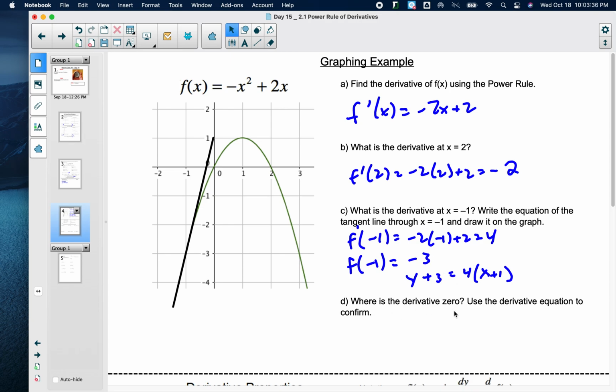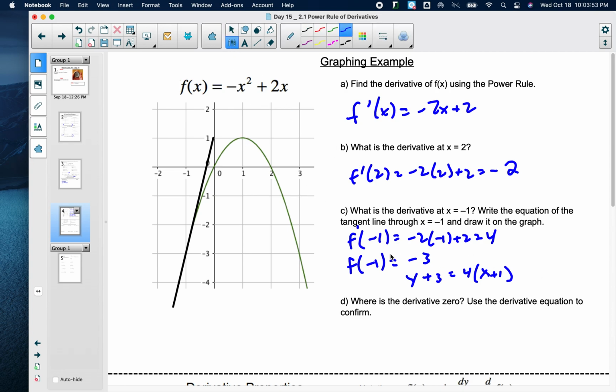So where's the derivative 0? We're going to do a bunch of this in the future. The derivative is 0 where it's neither increasing nor decreasing. So just looking at the graph, that would be at a max or a min point. So it looks like it's at x equals 1. How do I confirm that using the equation?